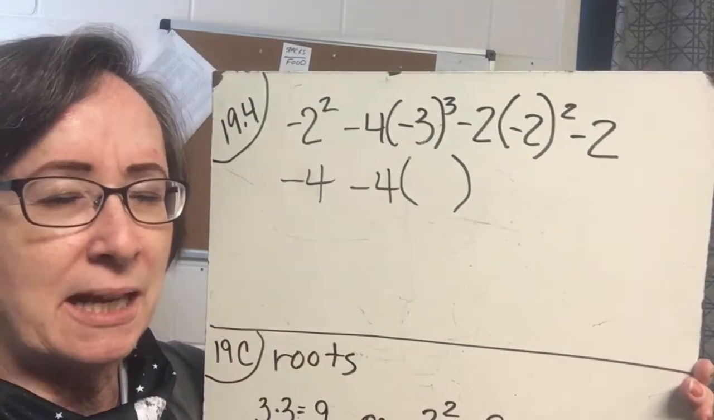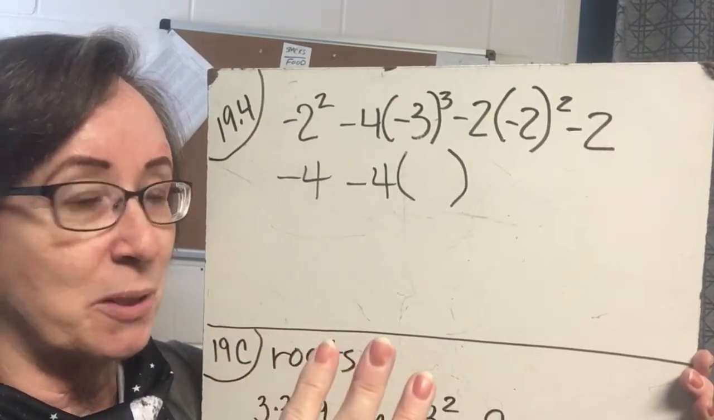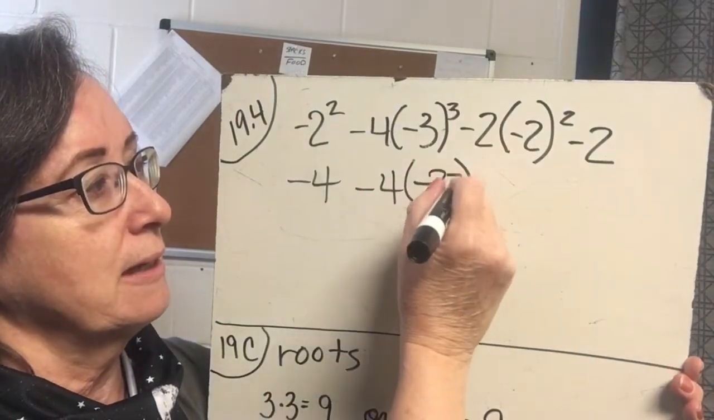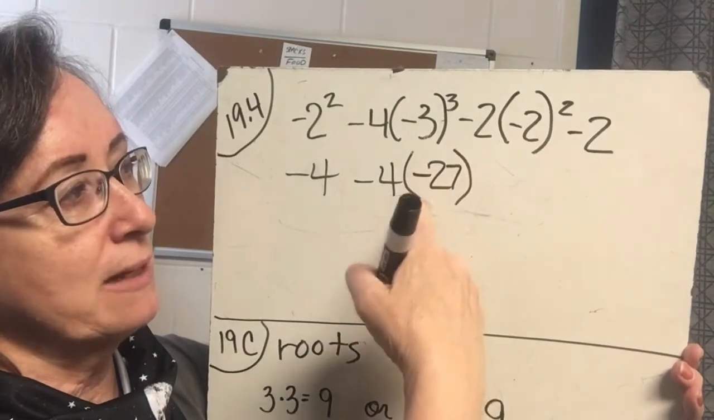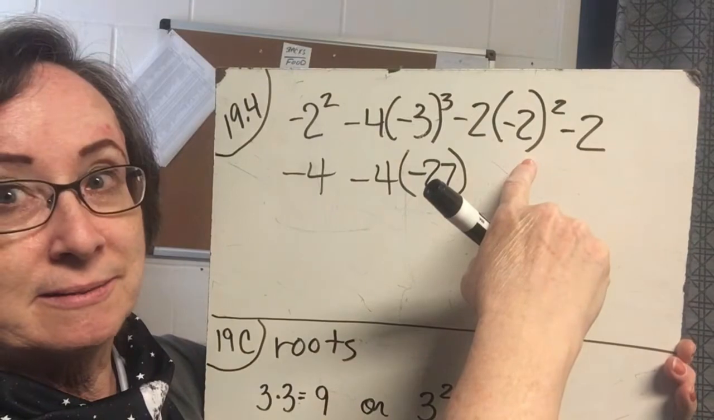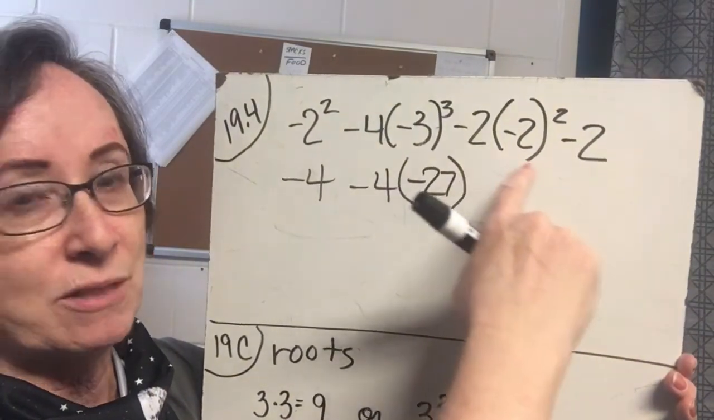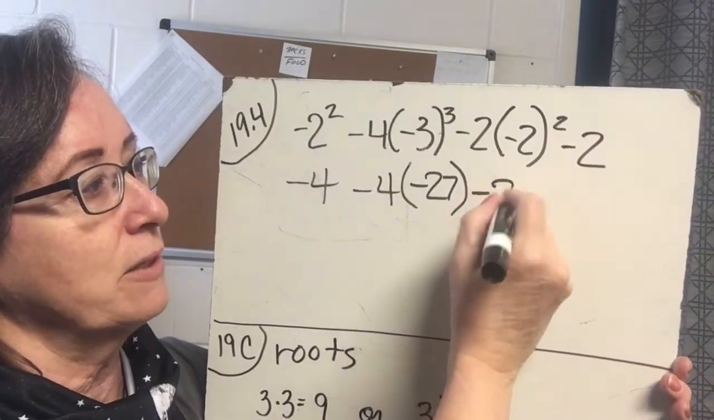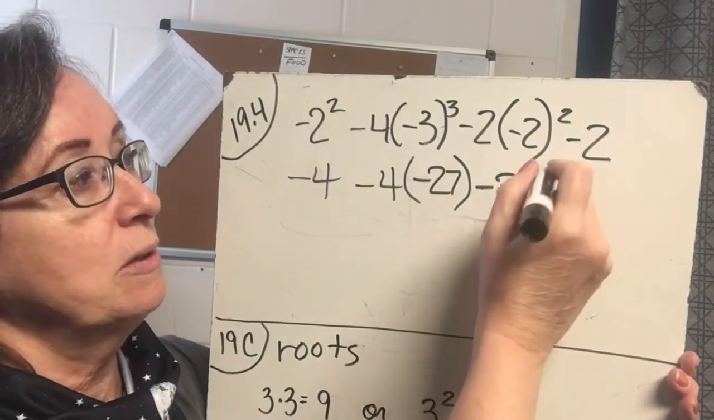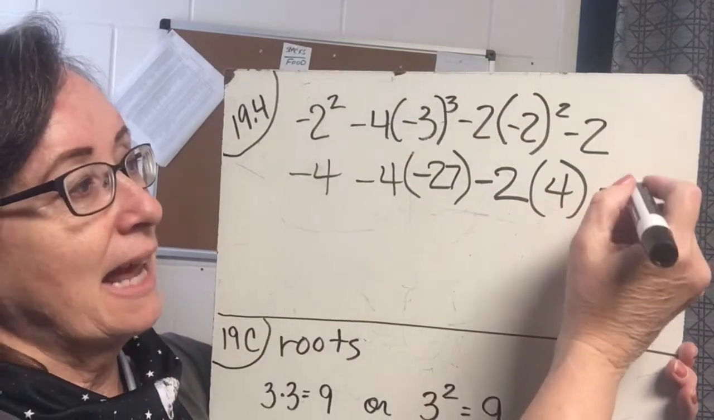Negative 3 times negative 3 times negative 3. There's 3 negatives, so it's going to be a negative number, and it's 27, isn't it? So we're going to put negative 27. And then we'll come back and do this in a minute. Then we're going to come over here. This exponent is going to take a higher priority than the negative 2 times. So we're going to just write down the negative 2. Negative 2 squared is negative 2 times negative 2, which is 4. And then lastly, a minus 2.